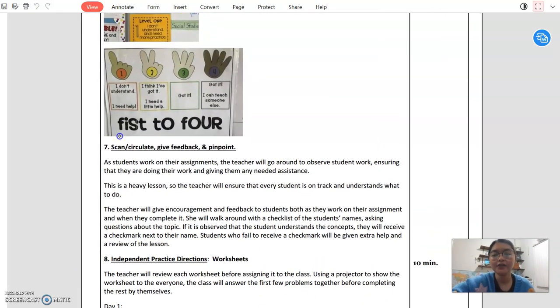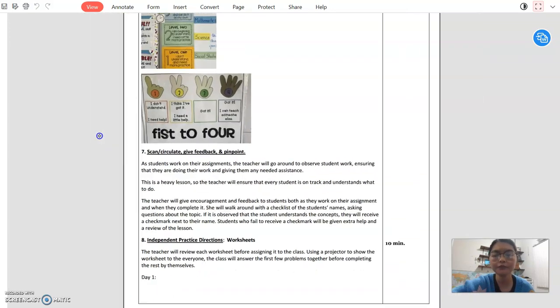For these scan, circulate, and give feedback, the teacher will give encouragement and feedback to students both as they work on their assignment and when they complete it. She will walk around with a checklist of student names, asking questions about the topic. And if it is observed that the student understands the concepts, they will receive a check mark next to their names. And of course, if they don't have it down, then they will not receive the check mark, and students who fail to receive this check mark will be given extra help and, if needed, a review of the lesson.